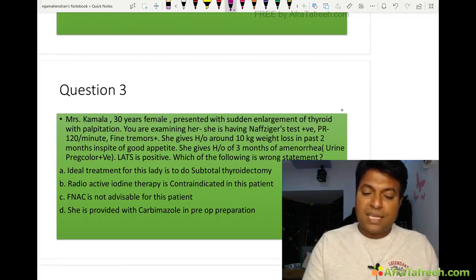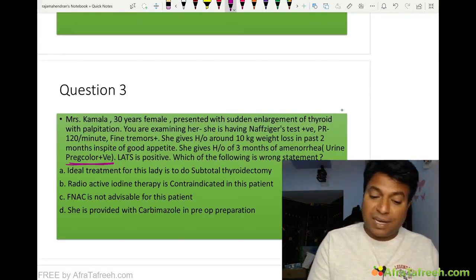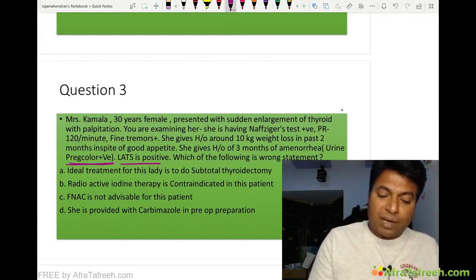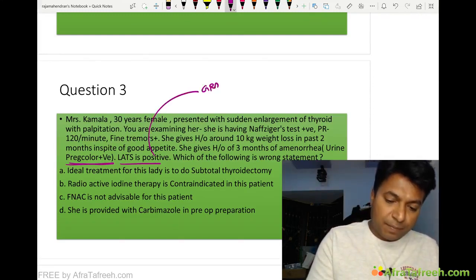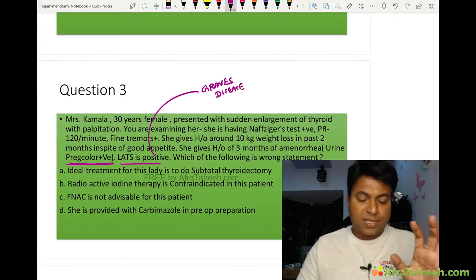Fine tremors are there. She gives history of 10 kg weight loss. She gives history of 3 months amenorrhea. She is pregnant, so pregnancy test positive. Long acting thyroid stimulator positive is nothing but Graves' disease. This is a question on Graves' disease. You have to know what the question is.